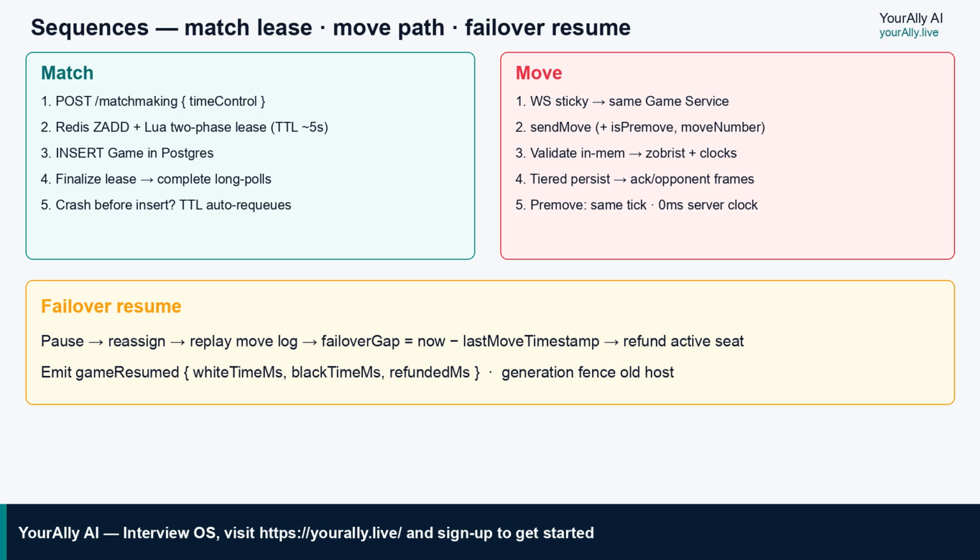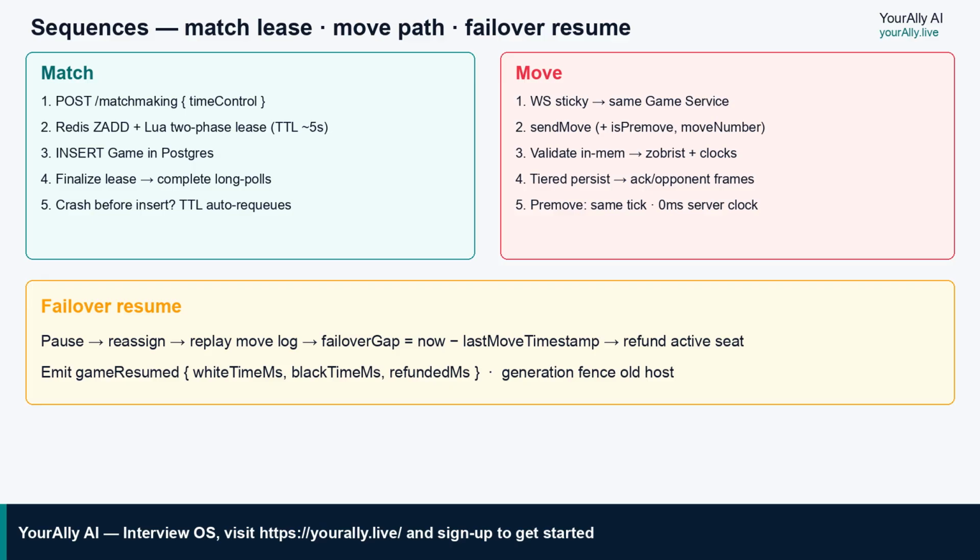Failover: pause, reassign, replay moves, failover gap equals now minus last move timestamp, refund the active seat, emit game resumed with refunded ms. Generation fence blocks the old host. Ordering rule to tattoo on your brain: players should not observe state the recovery path cannot rebuild, except the intentional bullet async window you called out. Idempotency fences: move number, and gameId on Elo apply.